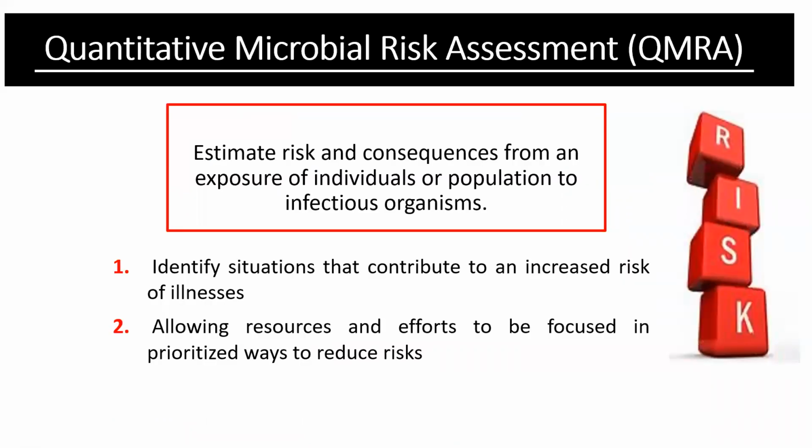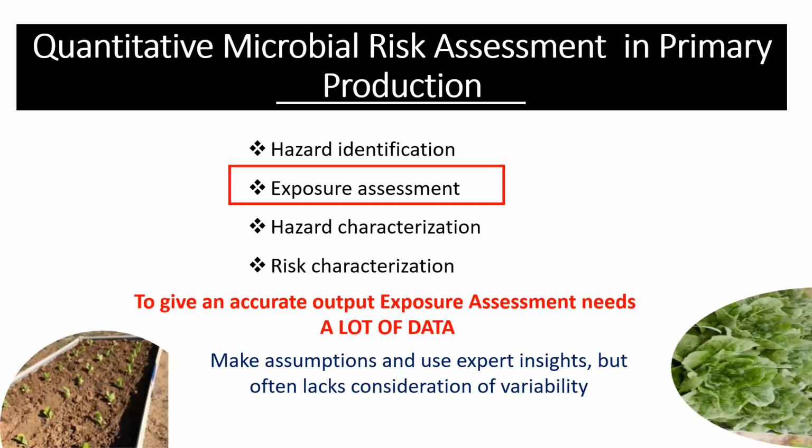In an ideal world, validation of each assessment approach should be aimed at having a more realistic overview of the risk events. As part of the bottom-up risk assessment, quantitative microbial risk assessment has been used to estimate risk and consequences from an exposure of individuals or populations to infectious microorganisms. It identifies the magnitude of risk and provides an option to evaluate intervention strategies to eliminate risk. Once you identify which hazards in primary production have the potential to cause an adverse health effect, you need to apply exposure assessment, in which you define the intake of the hazard throughout the food. This includes initial concentration, prevalence, and also chances for cross-contamination. Therefore, to give an accurate output on exposure assessment, we need lots of data.